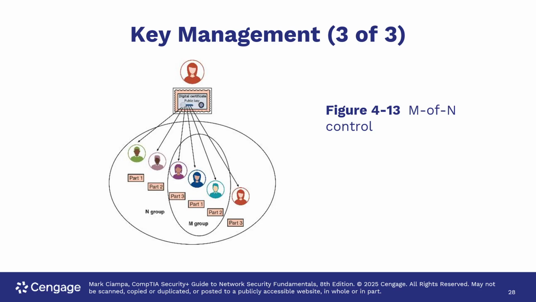So here's a case called M of N control. So you have your part 1, part 2, part 3, part 1, part 2, part 3. In the N group, M is a subsidiary group. So that set of keys have to be maintained.